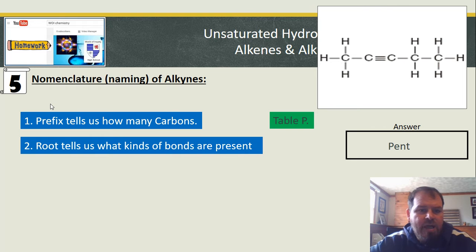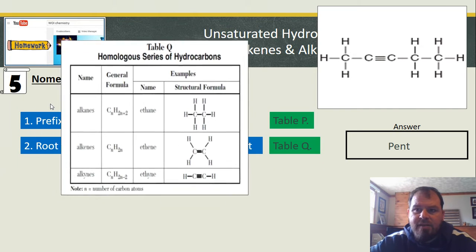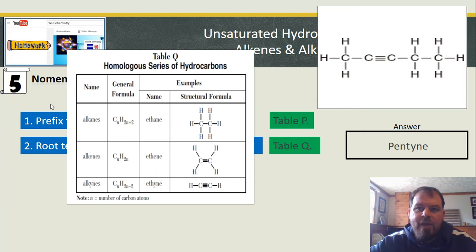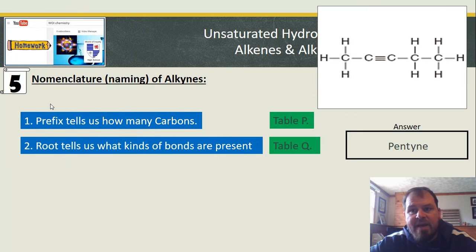Then I'm going to look at what kind of bonding is present, and I see a triple bond present. So when I see a triple bond, I'm going to go to the table Q, find the picture with a triple bond, and look that it's alkyne with a Y-N-E. We call that yne. So this is a pentyne.